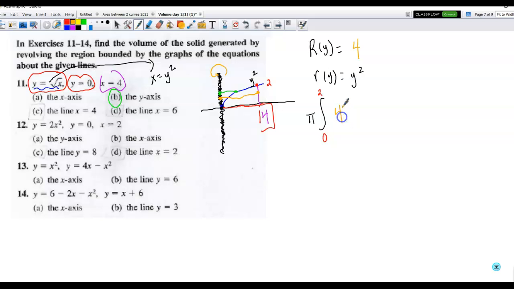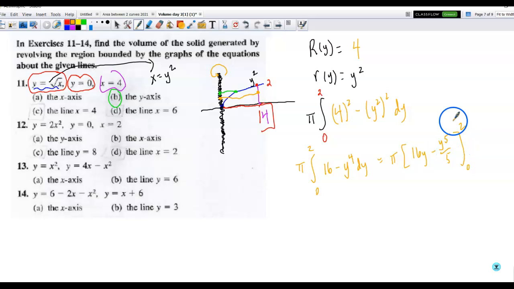Big R squared minus little r squared, and that's my integral. I'll take it one more step and then I'll tell you the answer. So pi from 0 to 2, I'll take it 2 more steps, gives me 16 minus y to the 4th dy. I'm going to find the antiderivative, so that'll give me 16y minus y to the 5th over 5. Evaluate it from 0 to 2. And so for 11b, when you do your arithmetic carefully, you should get 128 pi over 5.